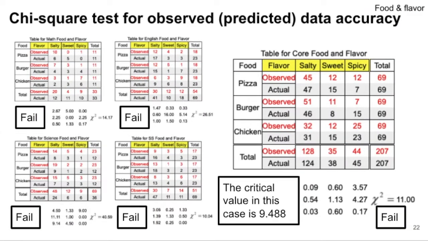Now here we have the 5 tables for each class's food and flavor choices. I used the English one in the example in the last slide. The chi-square values can be seen as x squared. These values definitely do not meet the critical value of 9.488, meaning that they fail the chi-square test, also meaning that they are significantly different. This fail result establishes that these 2 sets of numbers for each class, observed and actual, are not very similar.